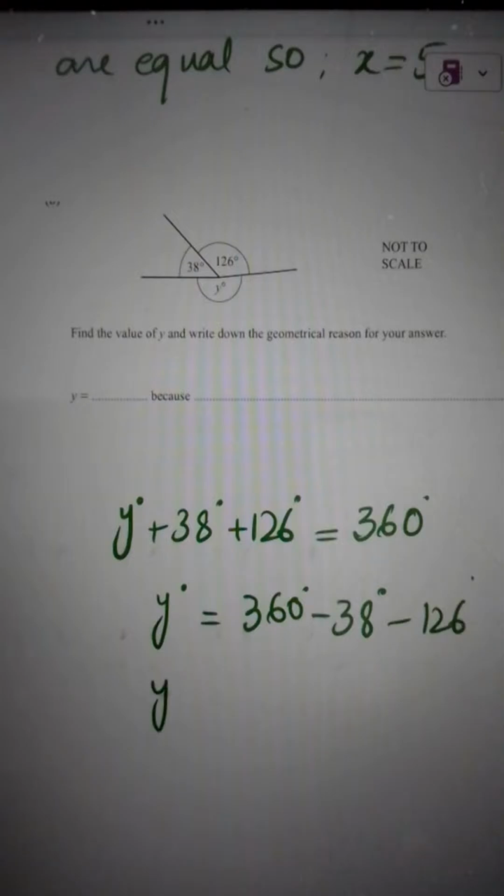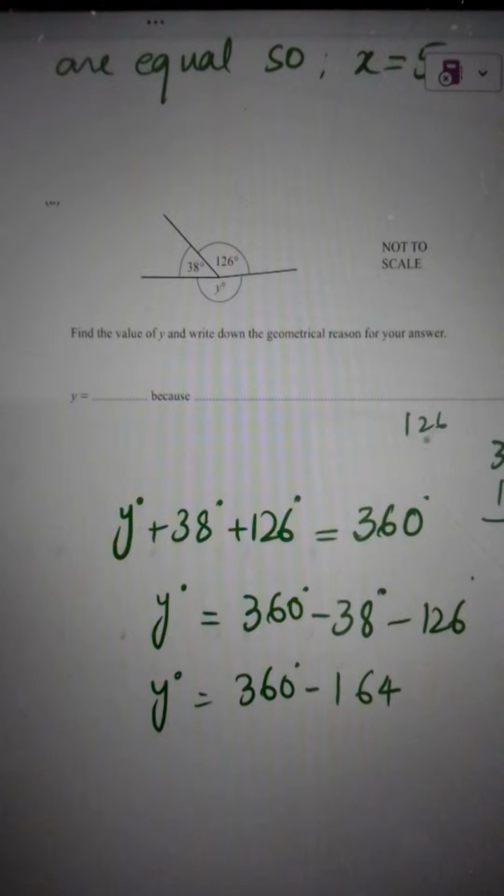So what is the answer of subtraction? First we can add them both. How? 8, 6, 14, 4, 1 carry, 3, 3, 6 and 1. It will be 164. So 360 minus 164.